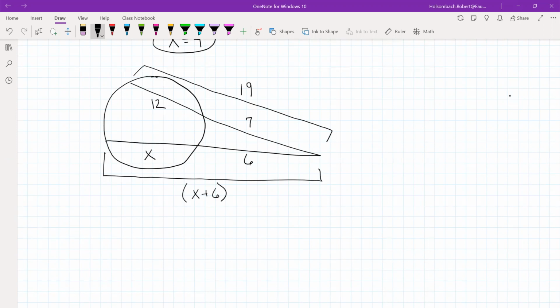All right, so it's the whole piece times the outside piece is equal to the whole piece times the outside piece. So 19 times 7 is 133. And then we've got an x times 6, which is 6x. And we've got a 6 times 6, which is positive 36.